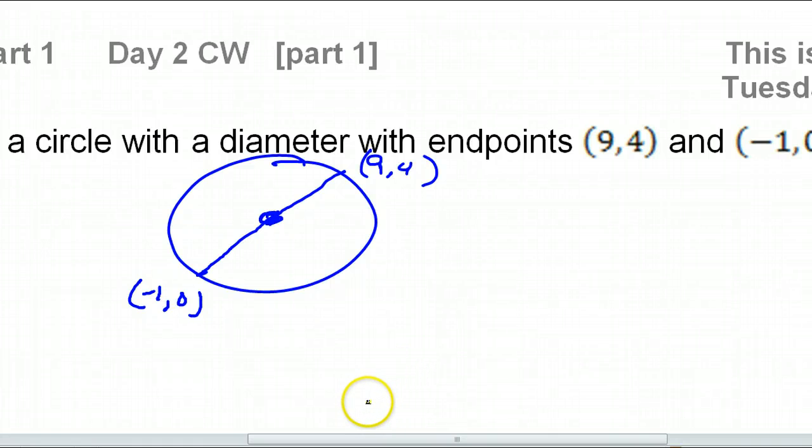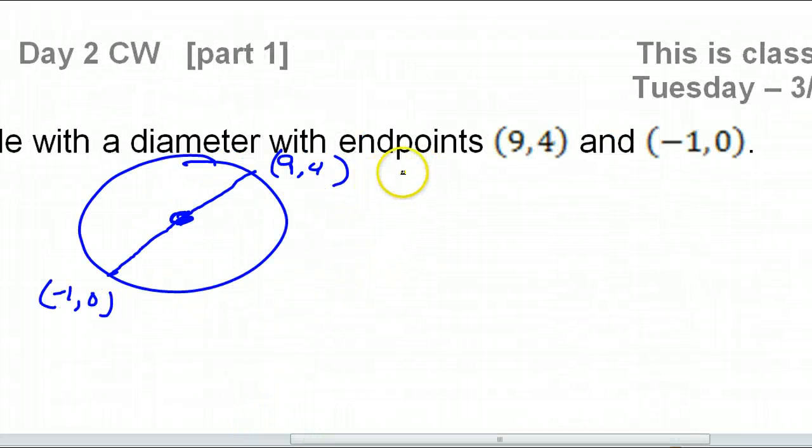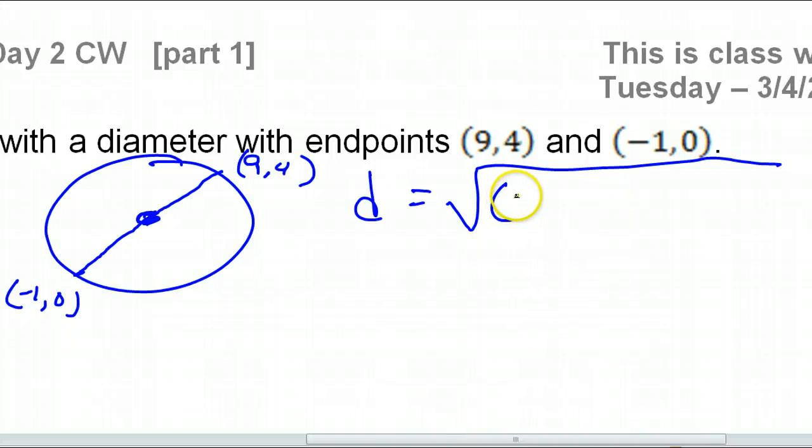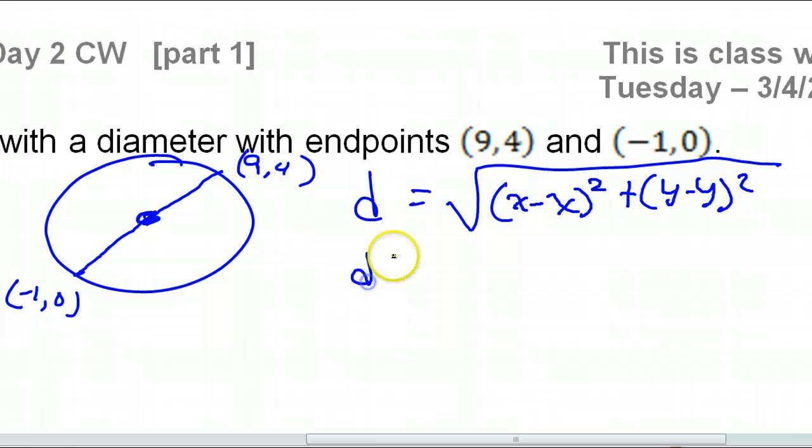So what am I going to do? Distance formula divided by 2, because I want that length. Okay, so probably the easiest thing to do is use the distance formula to find the whole diameter, and then cut that in half. Okay, so let's do that. All right, so that distance formula, remember we'll do the square root of, and we'll do x minus x squared. This is the distance formula, basically. That's the distance formula, so that's what I'm doing.